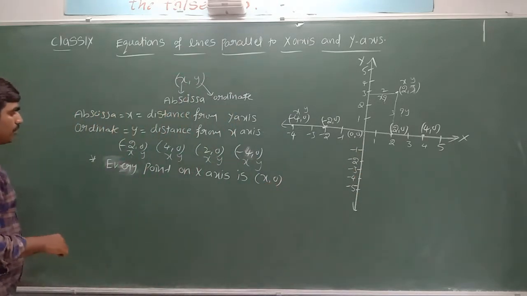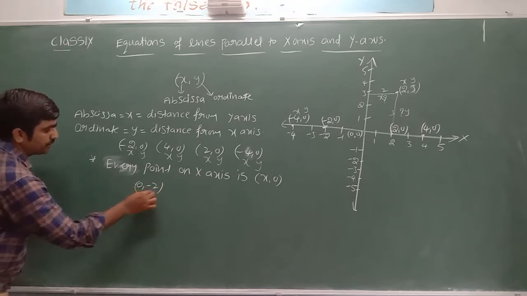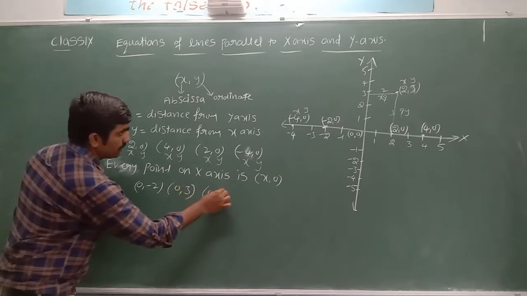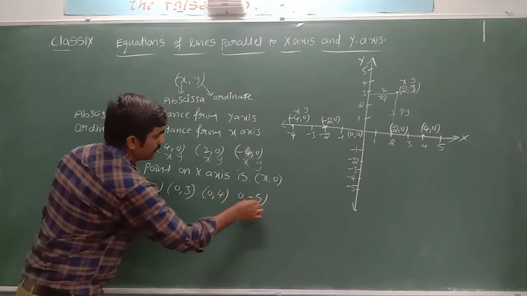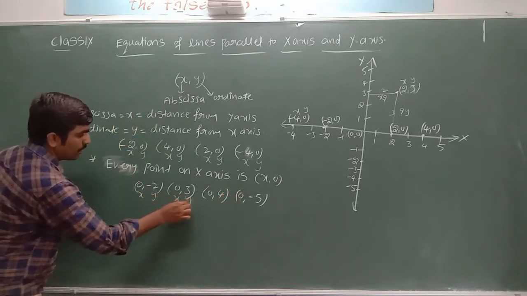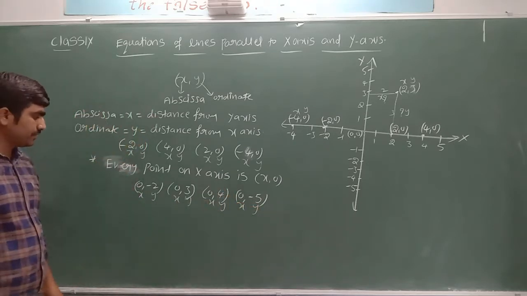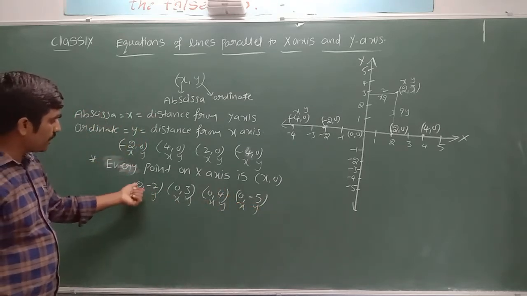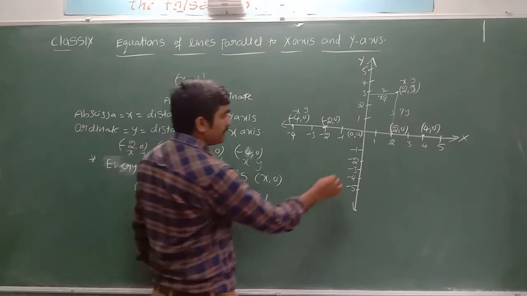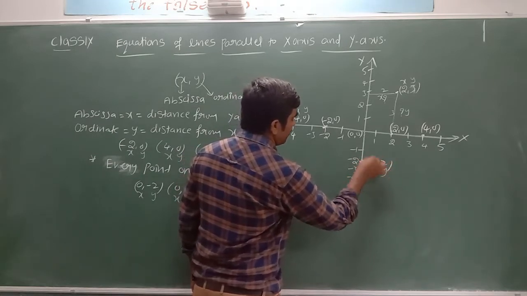Now let me give some more points. Identify now. Let me take 0 comma minus 2, 0 comma 3, 0 comma 4, and 0 comma minus 5. Here abscissa, ordinate. Now we will try to plot these points on graph paper. For the first, the ordinate is minus 2, the abscissa is 0. Where can I get this 0 comma minus 2? Yes, we can see here 0 comma minus 2, x comma y.